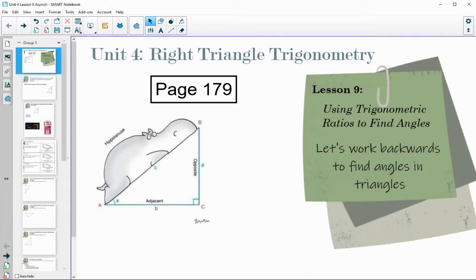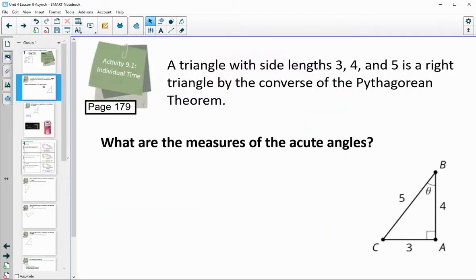In lesson 9, we're going to look at using trigonometric ratios to find angles. We have talked about how to find sides using sine, cosine, and tangent when we know one of the angles. Now we're going to look at how to find exact angles. Take a look at this picture and see if you can figure out what the measure of the acute angles, B and C, are. You can pause the video, try, and then come back.